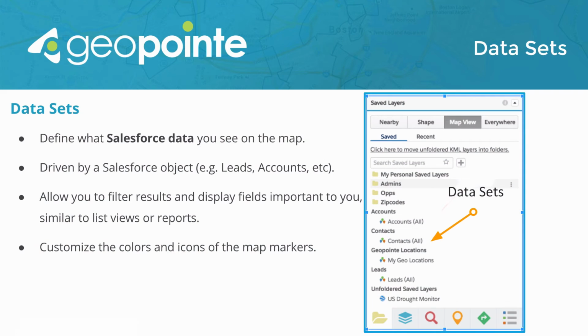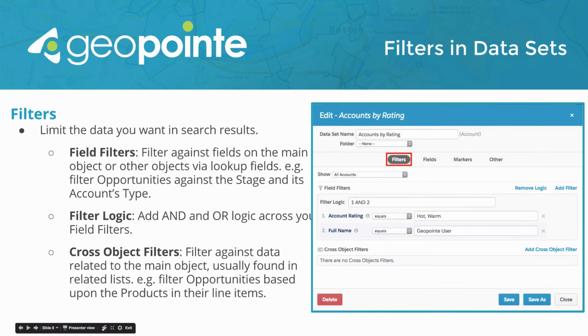All right, so let's move on to our next slide. Now, your data sets are located on the Saved Layers tab. So it's a little folder tab there towards the bottom. Datasets define what Salesforce data is shown on the map and are based on the Salesforce object, whether it's a standard or custom object. For those of you familiar with Salesforce reports, this is our version. We think it's much more intuitive.